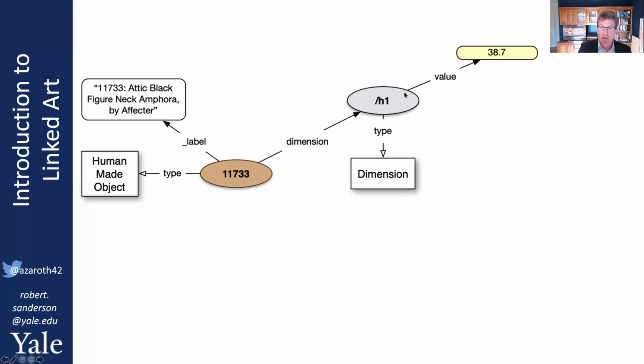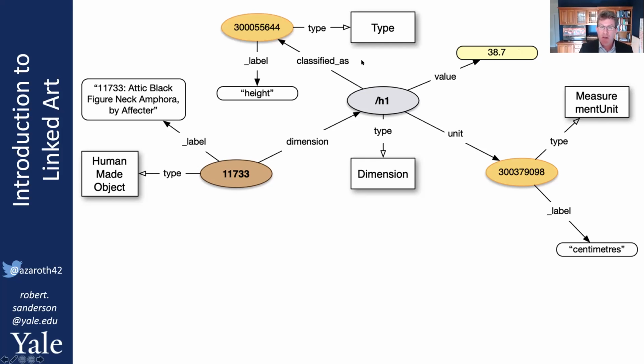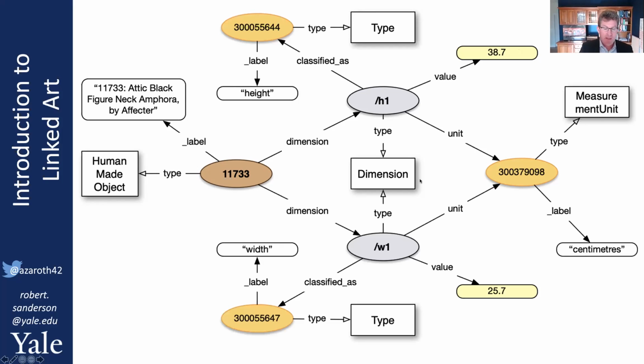So the object has a dimension of 38.7. There's our first one. But now we need to know what unit and what type of dimension it is. So we use AAT, which has the notion of centimeters for the unit. So now we know it's 38.7 centimeters. And again, we go back to these types to say it is 38.7 centimeters high. We can, of course, do exactly the same thing for width, duration, any other dimension that we want.